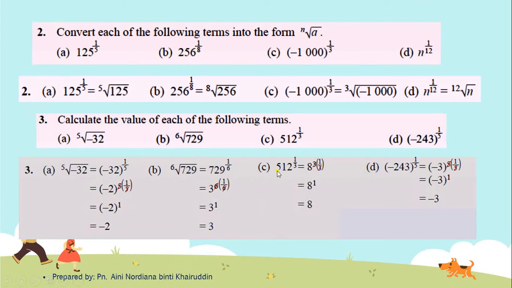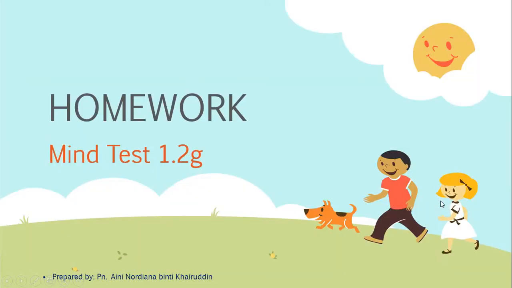So for 512 to the power of 1 over 3, this is actually in the form of a to the power of 1 over n. Then 512 changes to 8 to the power of 3. So cancel out the 3. So you'll get 8. For D, negative 243 changes to negative 3 to the power of 5. Then cancel out 5. You'll get negative 3. I hope you understand. So this is your homework, Mind Test 1.2G.